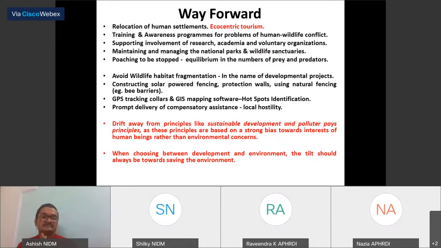So we have to drift away basically from the principles like sustainable development and polluter pays principle, because these principles are based on a strong bias towards the interest of human beings only, rather than environmental concerns. And one important message I wanted to give, that while choosing between development and environment, the tilt should always be towards saving the environment first, because this is an irony. Because if the whole of the human species vanished from mother earth, it is going to flourish like anything.